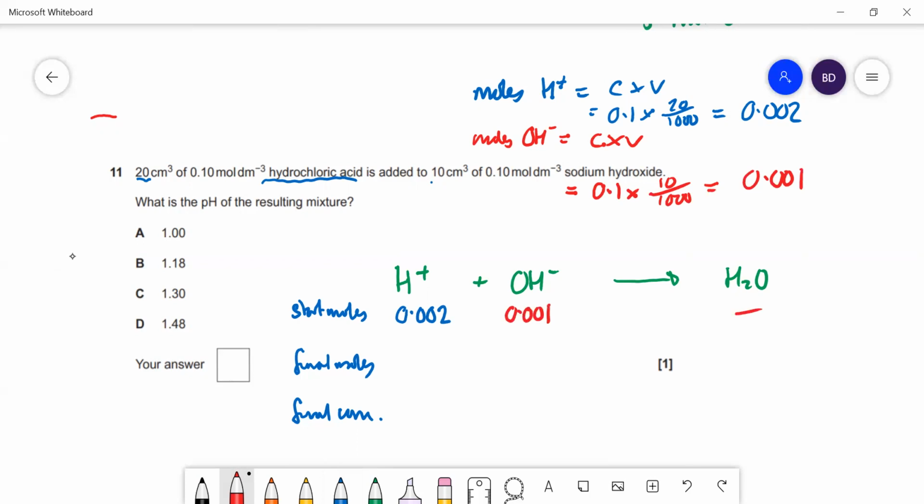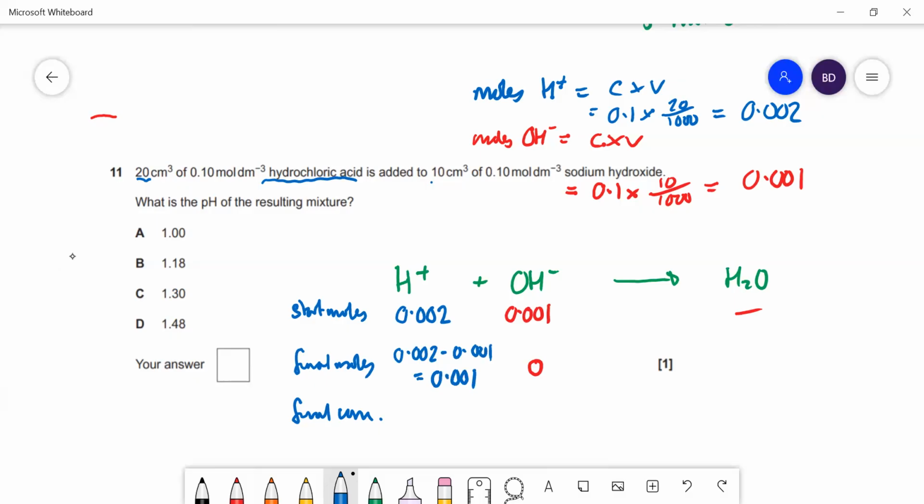We don't really care about the water. Now, all of the OH minus is going to react. So we're going to have a tiny bit less because you always have some, of course. Even in acid, you have a tiny amount of OH minus ions, but we'll approximate it to 0. So how much H plus have we got left? They react in a 1-to-1 ratio. So it's 0.002 minus 0.001 equal to 0.001.